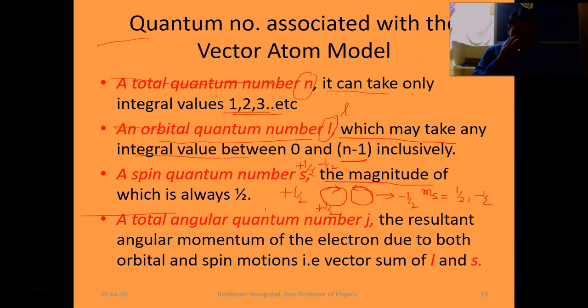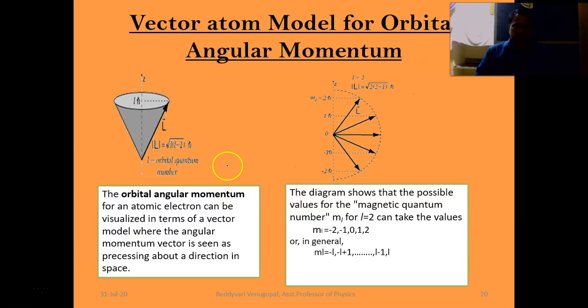Next one, the total angular momentum quantum number, that is j. It is the resultant angular momentum of the electron due to both orbital and spin motion of the electrons. That's why it is the sum of l plus s. That means the orbital angular momentum, that is l, and the spin angular momentum s. If you add both of them, it comes to the total angular momentum quantum number.